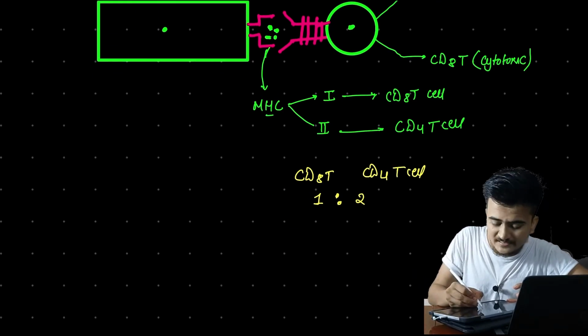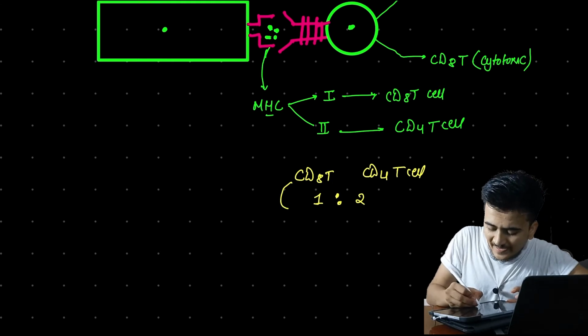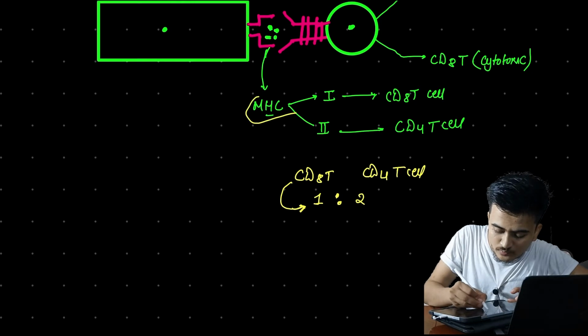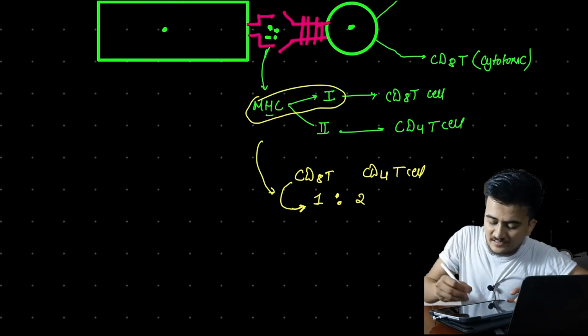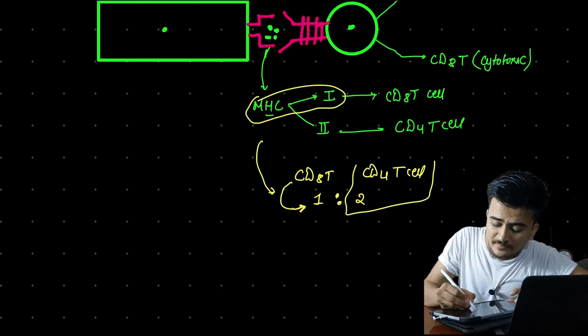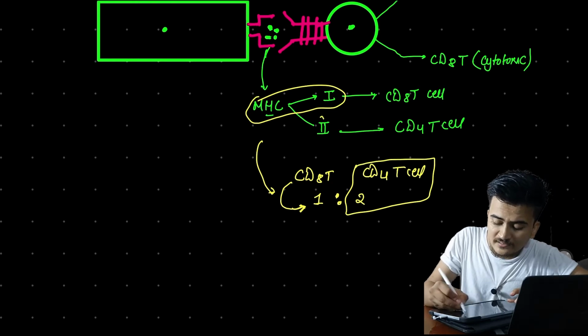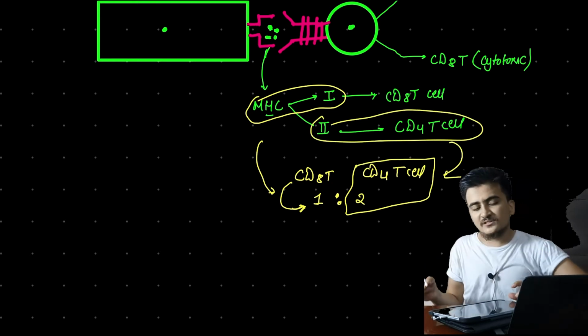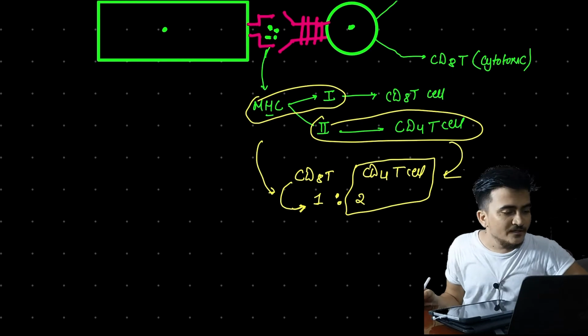CD8 T cell will be activated when there will be MHC class 1, and CD4 T cell will be activated when there will be MHC class 2. From this fact, we can memorize it.